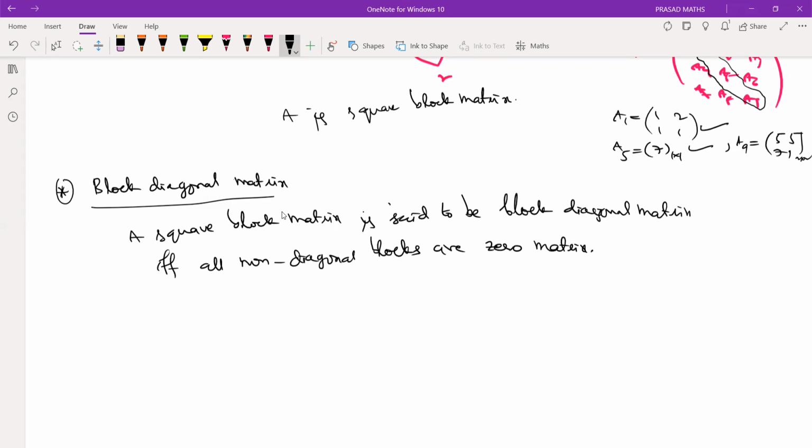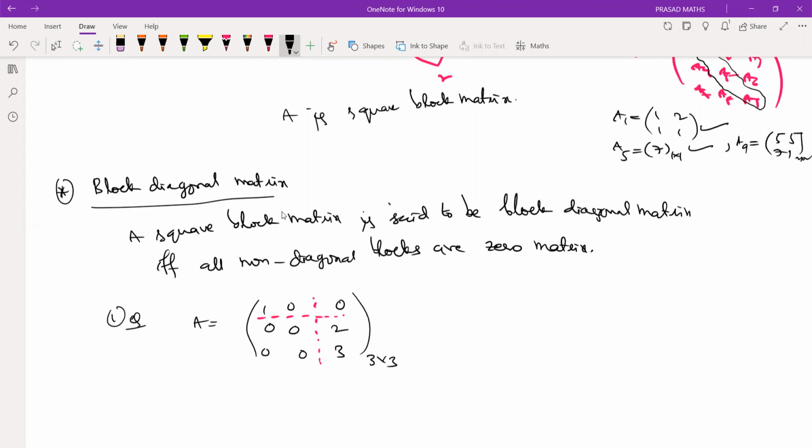It looks the same as a diagonal matrix. What is a diagonal matrix? All non-diagonal elements should be zero. Here, non-diagonal blocks should be zero matrices. Suppose you take A equals 1, 0, 0, 0, 0, 2, 0, 0, 3. My block partition is as shown. Question: is it a block diagonal matrix? The answer is no. It is a square matrix, but what is the second condition?